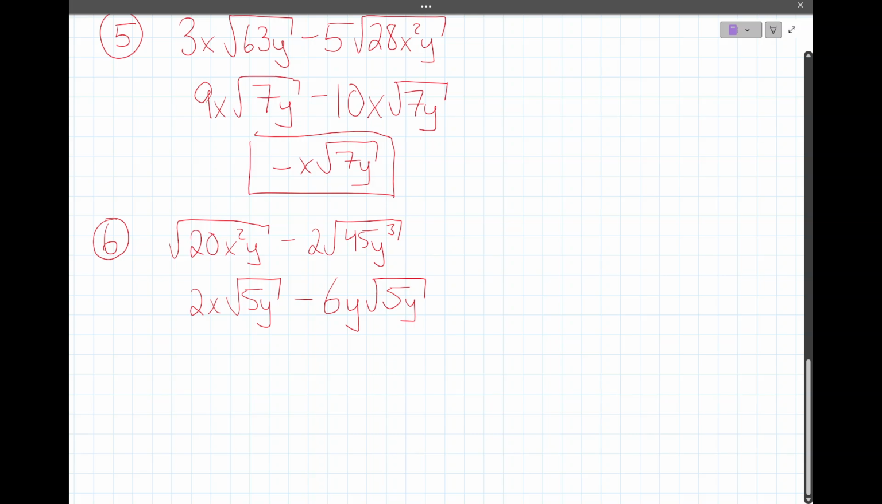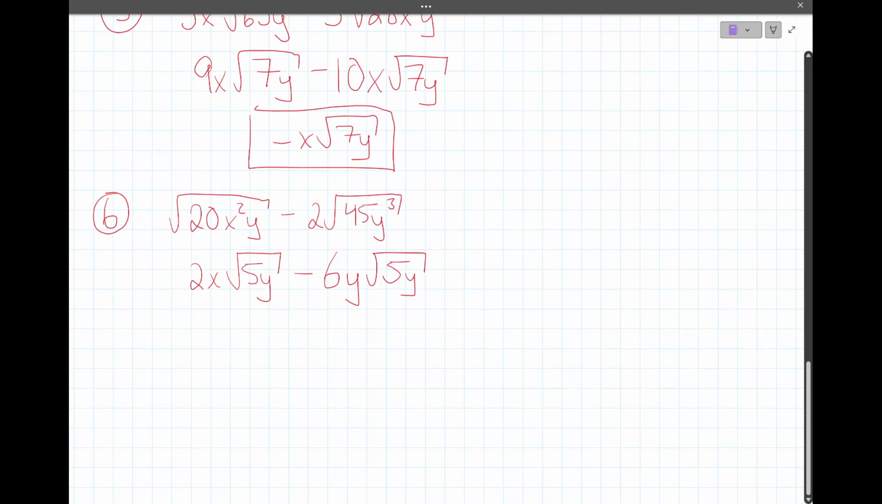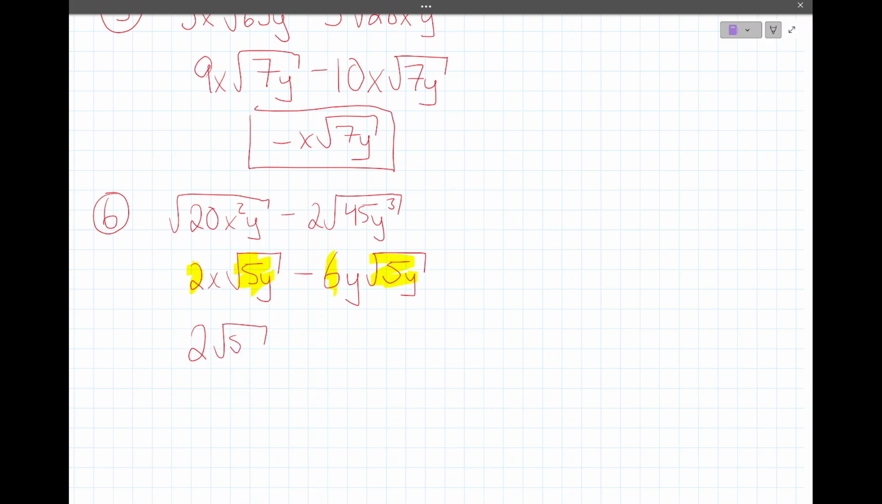But I have 2x minus 6y. Not the greatest, do I? 2x root 5y minus 6y root 5y. What I'm going to do is take a GCF of 2, and a GCF of root 5y, and leave the rest. So this is going to be 2 root 5y, and then what's left over is going to be x minus 3y, and that's it.